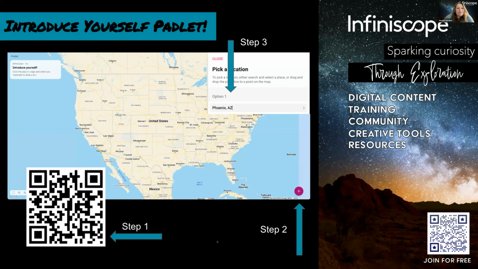Maya, would you mind dropping the Padlet over into chat? So we have a quick Padlet to kind of find out where you all are from. So step one, you can either scan the QR code or you can click the link in the chat. Step two, in case you've never used a Padlet before, you're going to go ahead and click that little plus sign that's in the lower right-hand corner. Step three, up at the top here, you're going to see an option to be able to put in your location. City, state is fine. You don't have to get too specific.